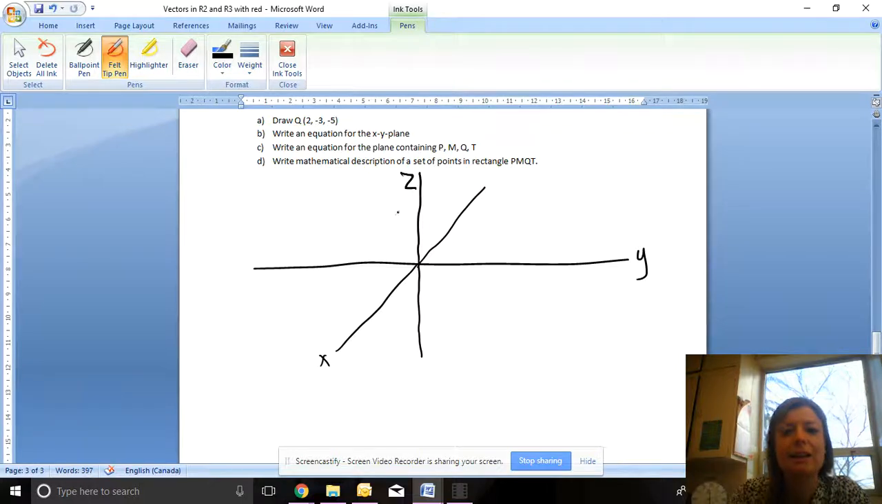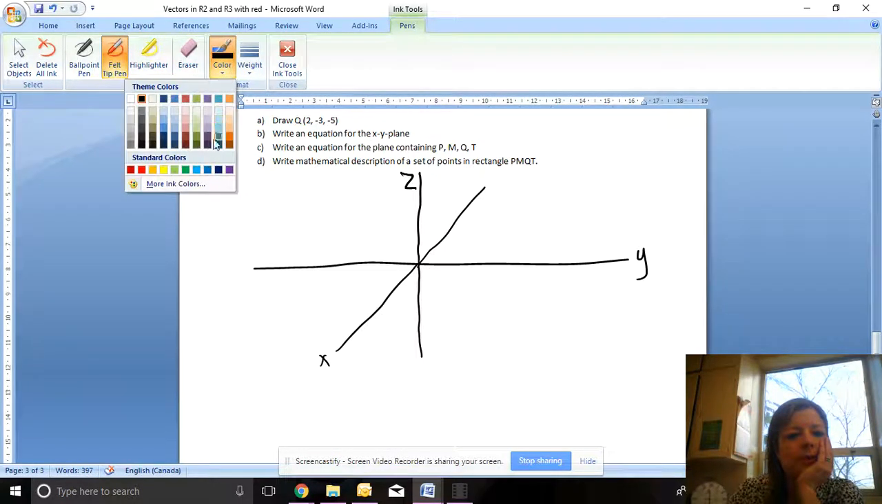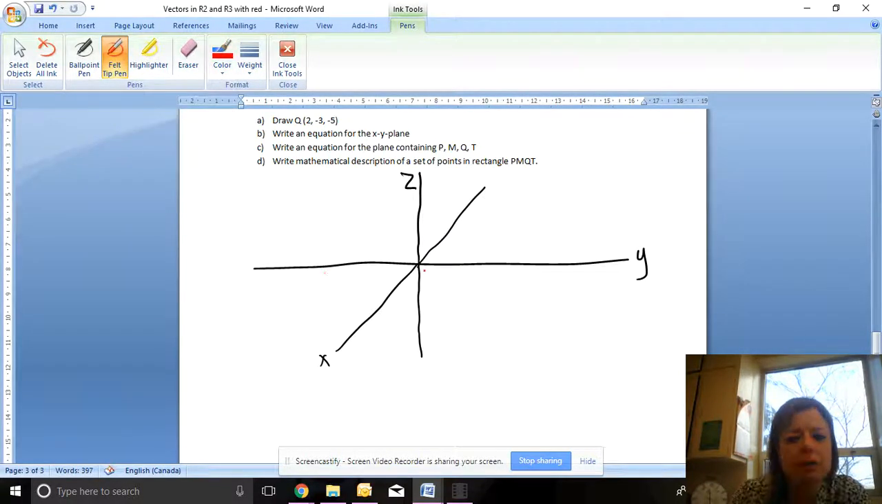Okay. All right, so let's draw Q. So I'm going to go a little bit quicker with this one. I'm not going to color code it. So we go 2 up this way, and then we go -3, so in this direction. So there's -3. And then we go down 5.